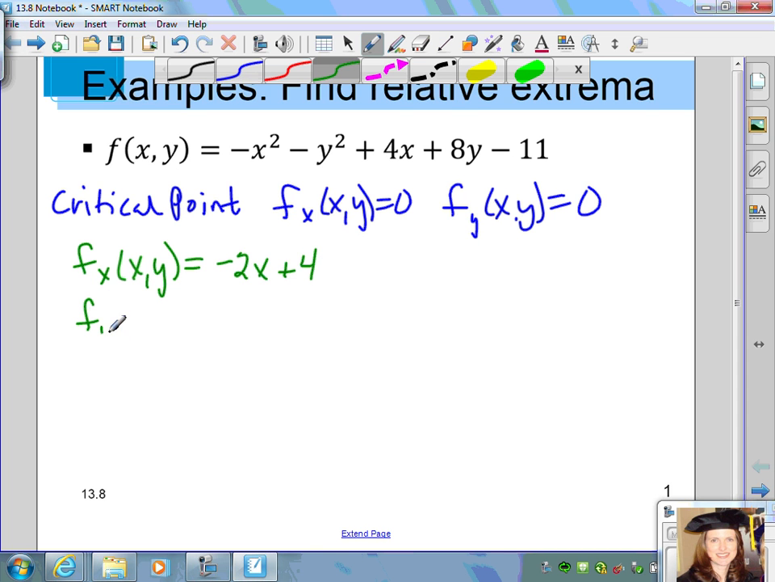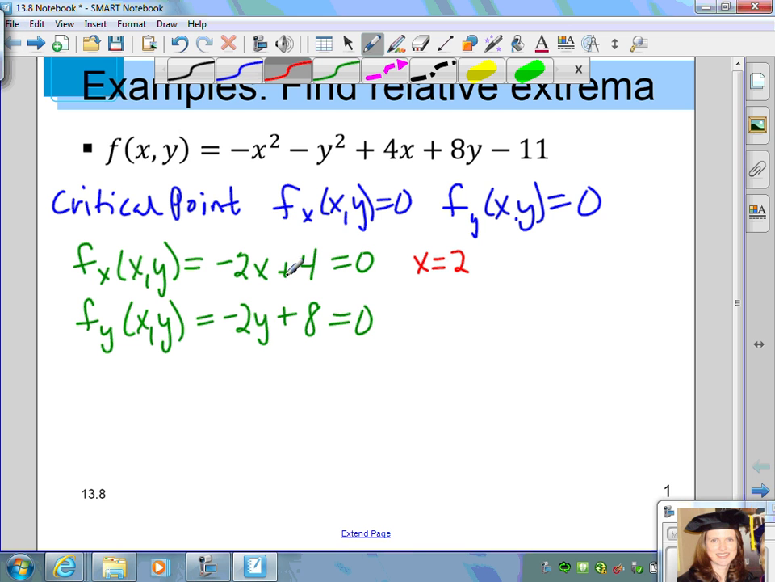And we're going to find the partial derivative with respect to y. Treat y as a variable and x as a constant. And that partial derivative is negative 2y plus 8. We're going to set them both equal to 0. By solving these simultaneously, negative 2x plus 4 equals 0 happens when x is equal to 2. You can subtract 4 from both sides and then divide by negative 2 to solve for x. If you solve this one for y, by subtracting 8 and dividing by negative 2, you get y is equal to 4.